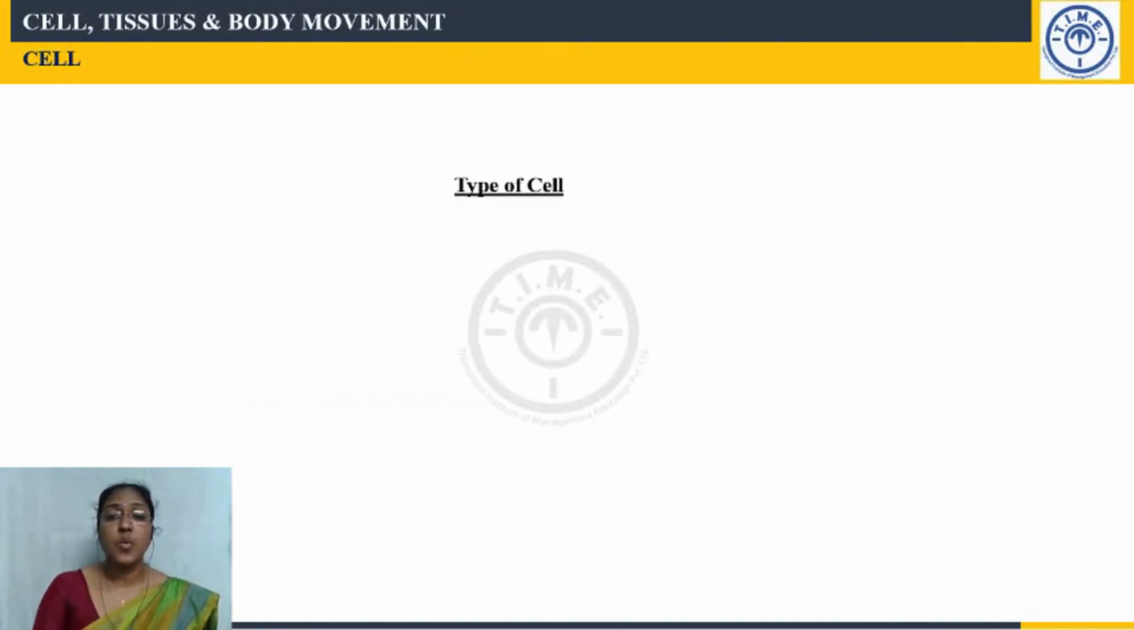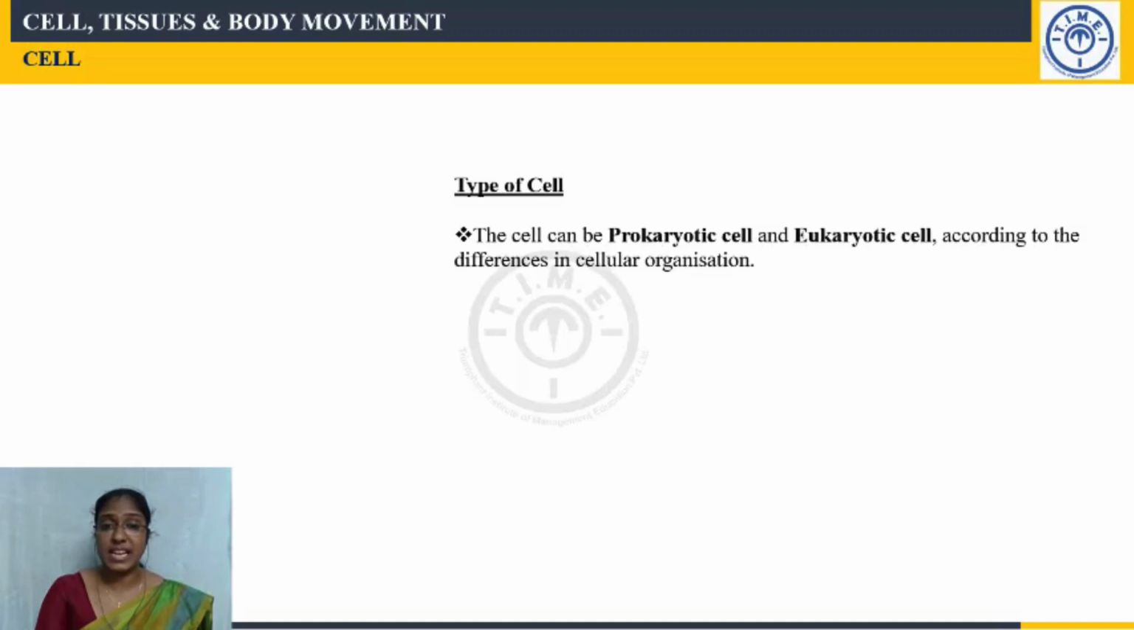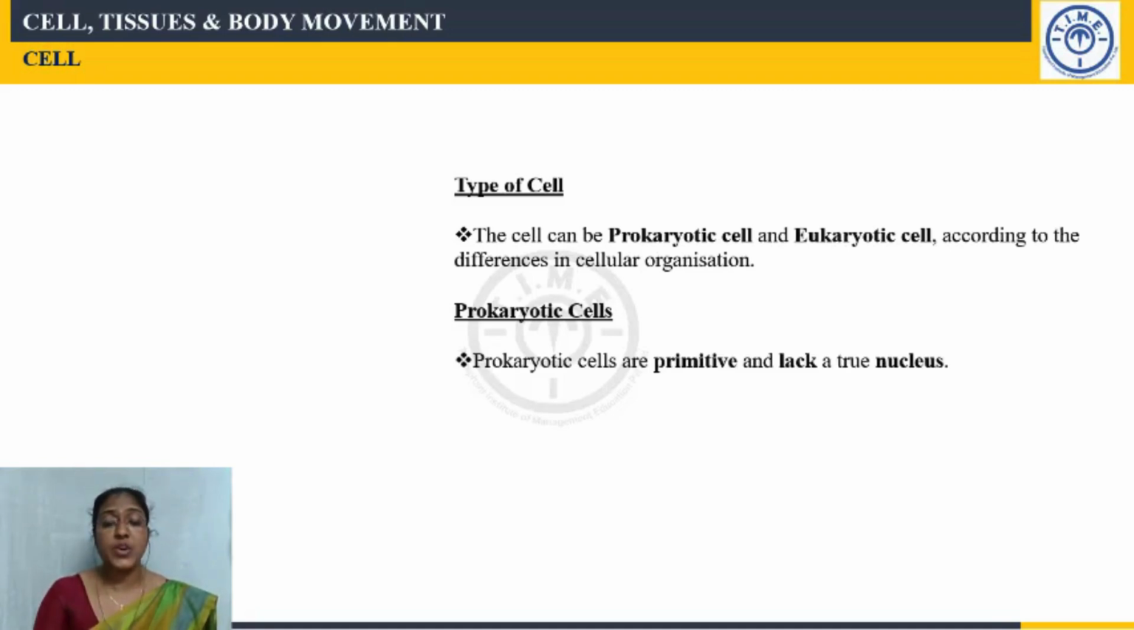Then what are the different types of cell? The cell can be prokaryotic cell and eukaryotic cell. There are two types of cells, prokaryotic cell and eukaryotic cell, according to the difference in cellular organization. So what is the difference between prokaryotic cell and eukaryotic cell? That is, prokaryotic cells are primitive and lack a true nucleus. So these are very basic facts to know about a cell.